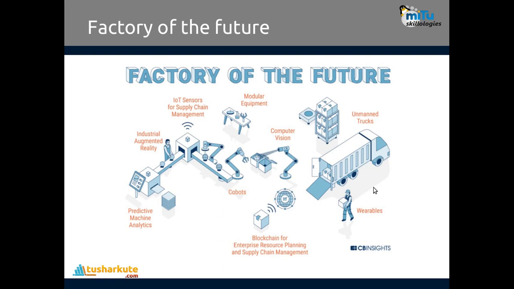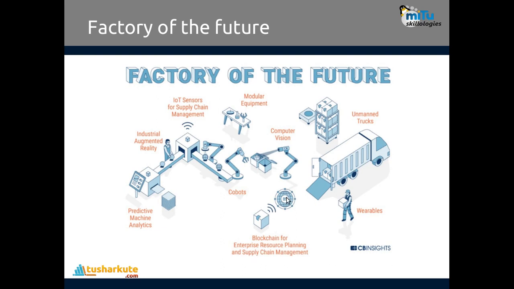You can see many things mentioned over here. Just check it out. There are unmanned trucks. Now computer vision: here we are making use of a camera to capture the products. With the help of image processing, we find the quality of the manufactured goods. Then blockchain. You might have heard about blockchain. Blockchain is a novel technology used today for cryptography, enterprise resource planning, and supply chain management.